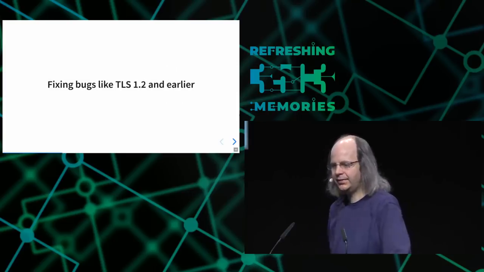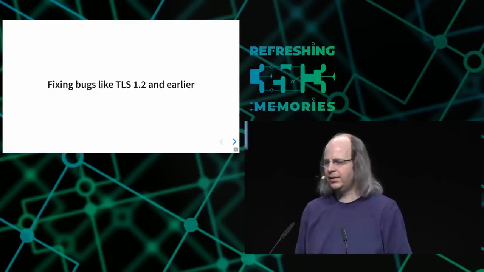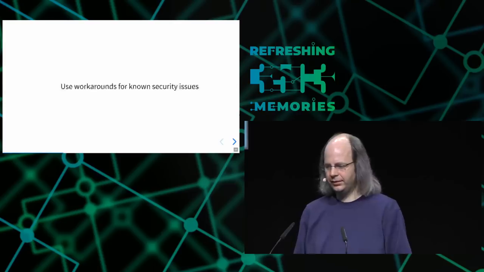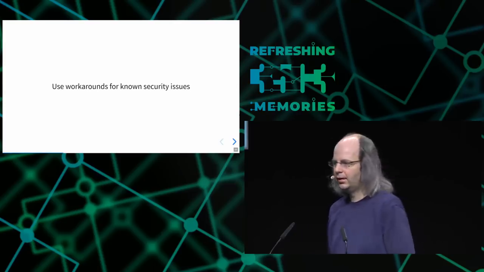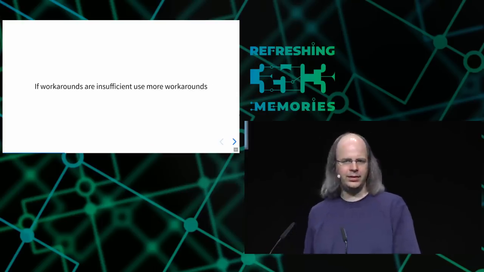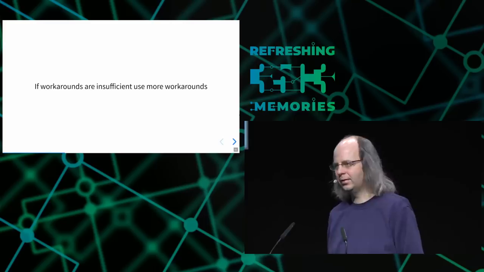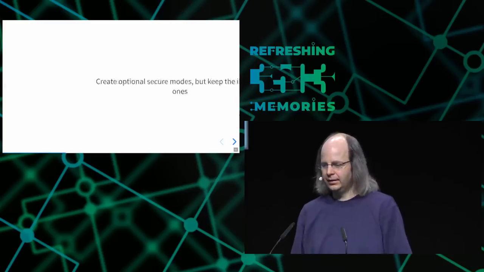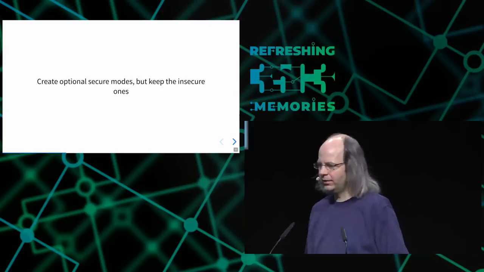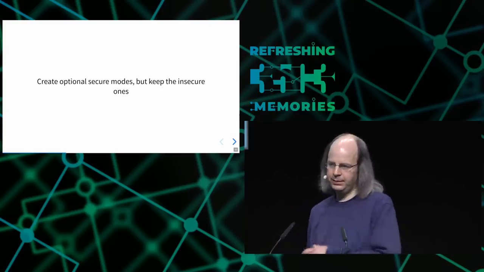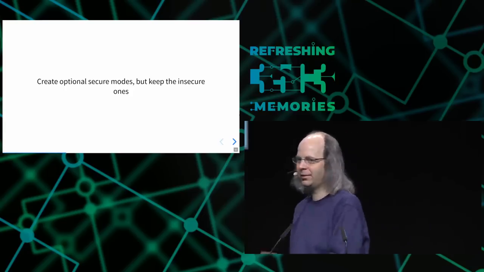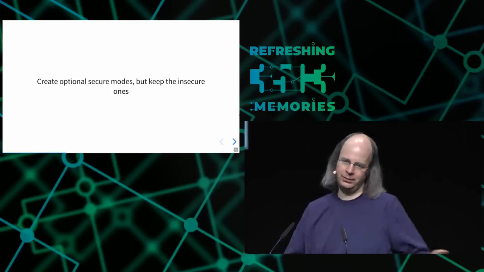The general trend here was that in TLS 1.2 and earlier, if there was a security bug, a vulnerability in the cryptography, what people did was, we need a workaround for the security issue. And then if this workaround is not sufficient, we need more workarounds. And also, we create more secure modes, but we still keep the old ones, and then people can choose. We have this algorithm agility. You can choose, there's the secure algorithm, there's a less secure algorithm, take whatever you want.